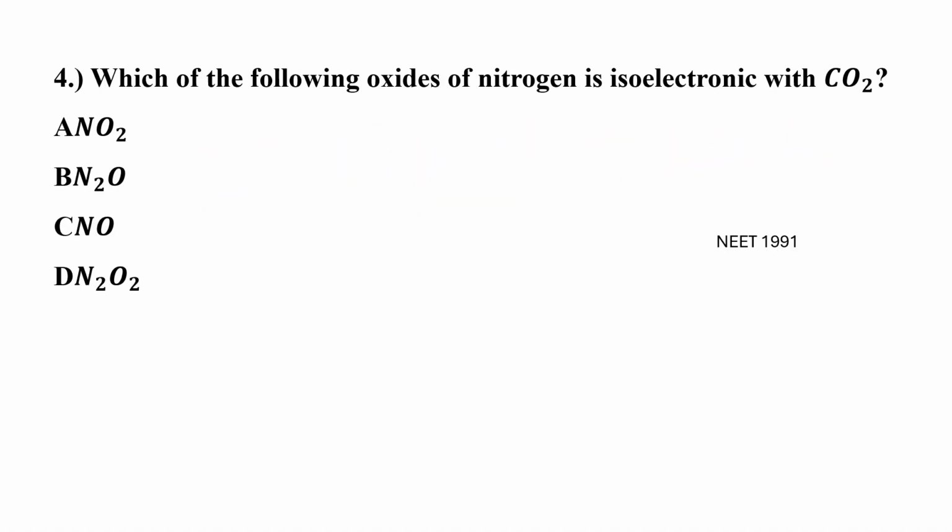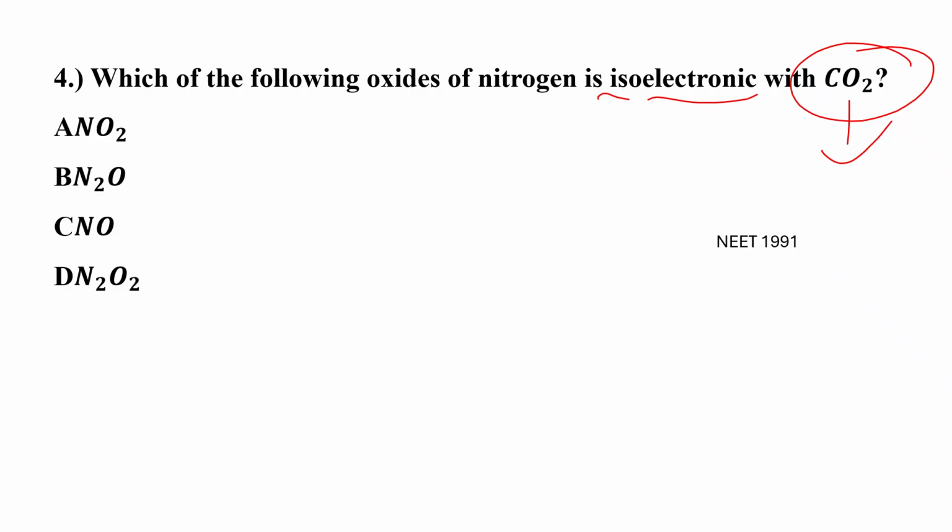Then this is also one of the easiest questions. Which one of the following oxides of nitrogen is isoelectronic with carbon dioxide? Iso means same, electronic means electron. So which of the following has the same electron count as carbon dioxide? Only counting the valence electrons we can solve this easily, or else we can go to the total number of electrons.